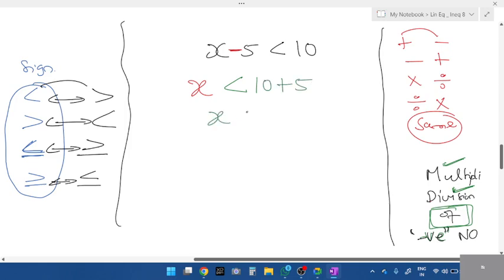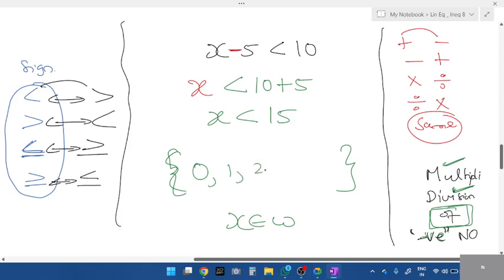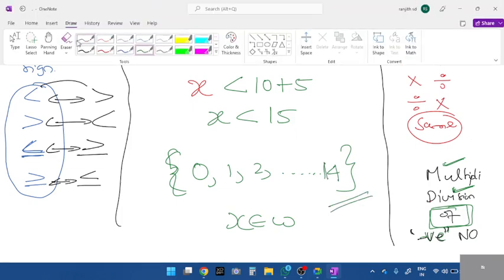So what's the answer? X is less than 15. If I tell you to represent in a solution set and x belongs to whole number, what is the answer, students? X belongs to whole number less than 15. I have to start from 0, 1, 2. How many numbers I have to write? Up to 14 or 15? 14. Is this clear?